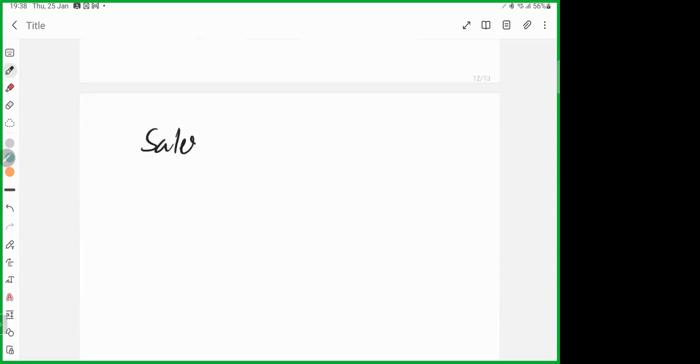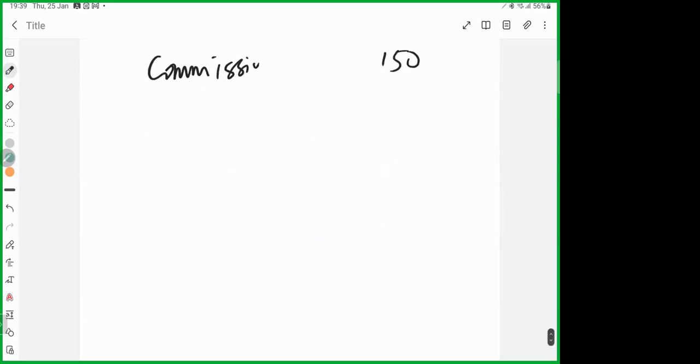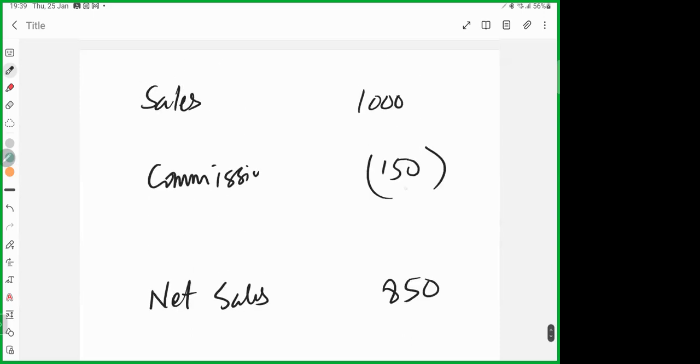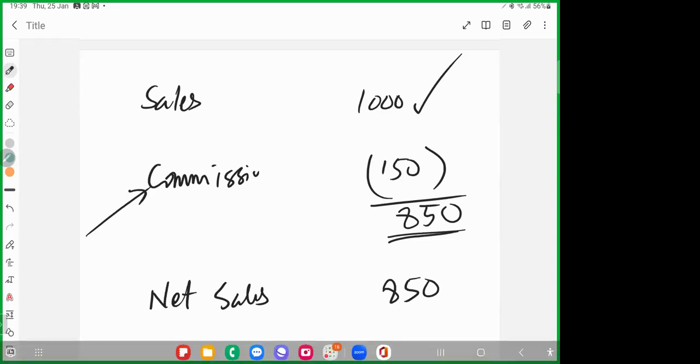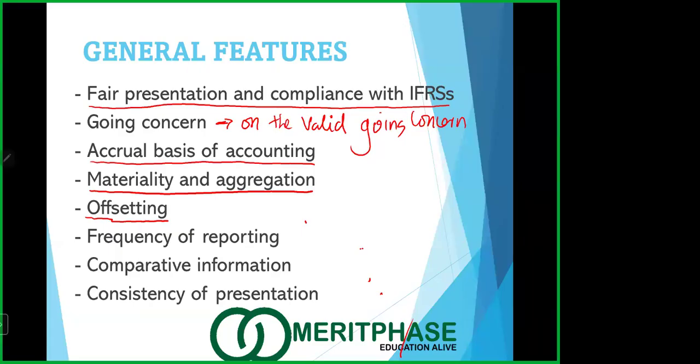You can't, let's say, you have a sale, 1 million, and you have to pay commission 150. So if you try to do like this, in your income statement, you show net sales 850. This is what they are saying is not allowed. You should show the gross sales and then you should show the commission separately as one expense. Understood? Same like other income, we have to show separately. So, IAS 1 specifically discusses this.